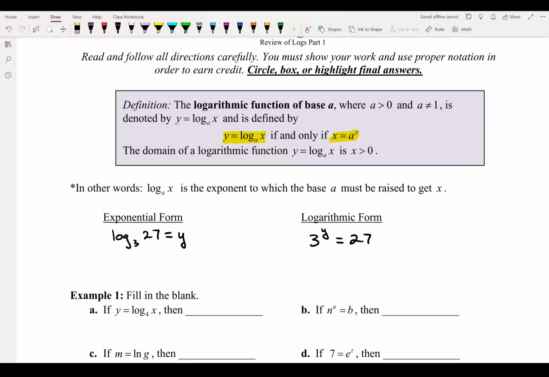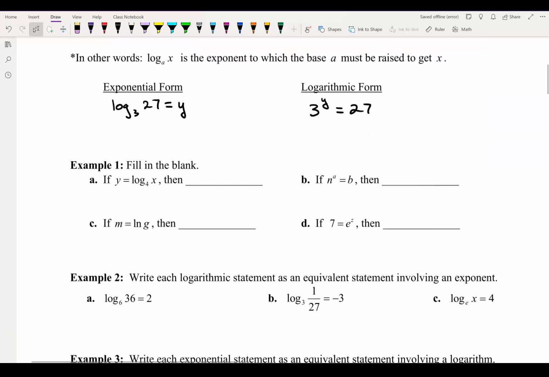Either way you look at it, we're looking at an exponent on the base that gives us this value. So with that in mind, example 1, fill in the blank. We have y equals log base 4 of x. In this case, 4 is the base, and y is the exponent that we need to raise 4 to in order to equal x.